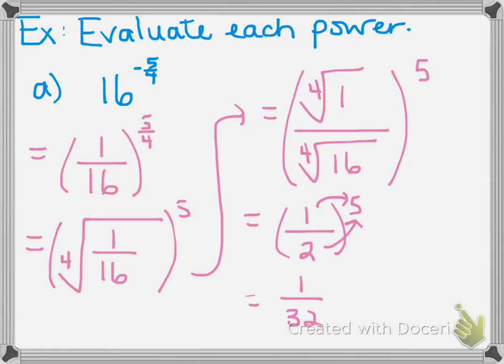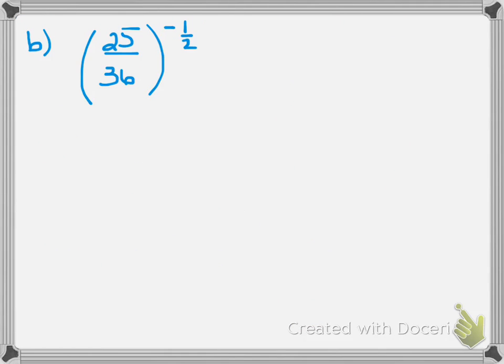And for our last example, if we look at B, we have 25 over 36 raised to the power of negative a half. So this one has a fraction as our base. It also has a fraction as our exponent. As well, our exponent is negative. So we take it one step at a time. To get rid of the negative exponent, I take the reciprocal of the base. So instead of 25 over 36, I have 36 over 25. So I have the reciprocal, and now my power is going to be a positive 1/2 instead of a negative 1/2.